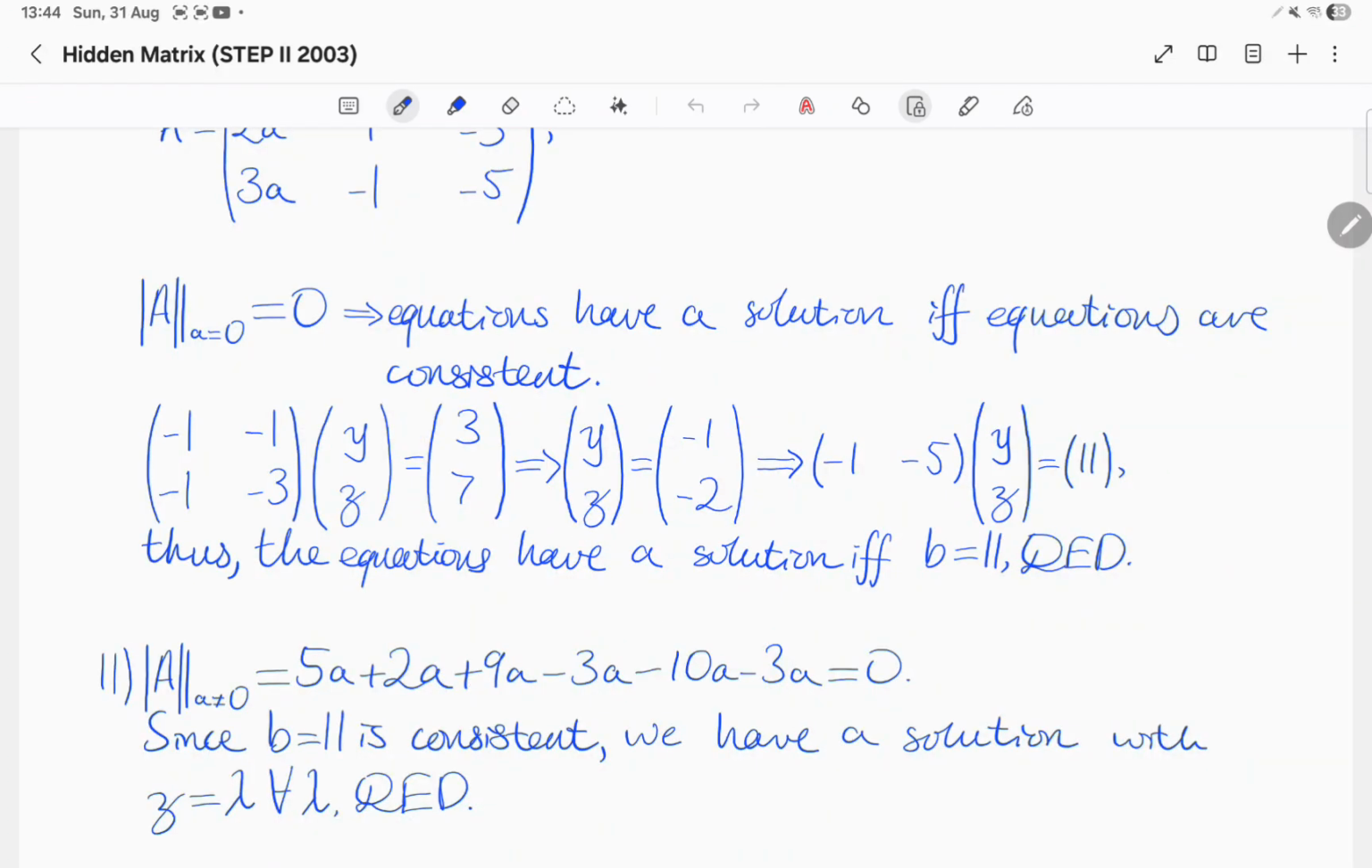Now, let's move on to part 2. If we evaluate the determinant while a is not equal to 0, then we still have that the determinant is equal to 0. Since b is equal to 11 is consistent, we therefore have a solution for z is equal to lambda for all lambda as required.